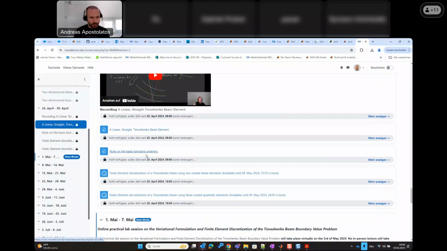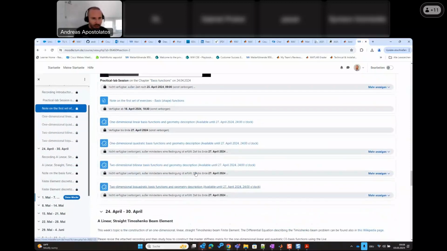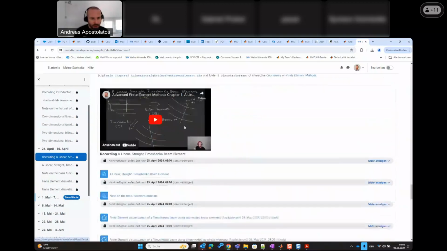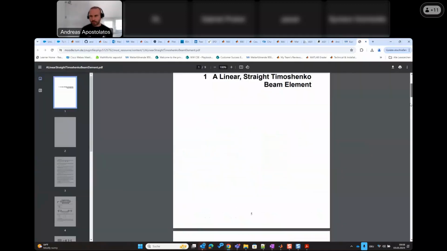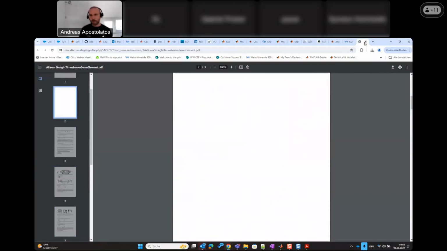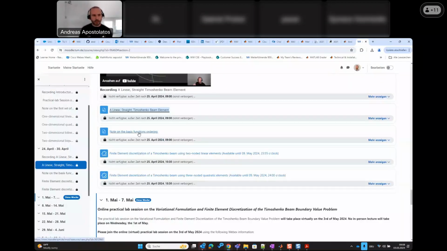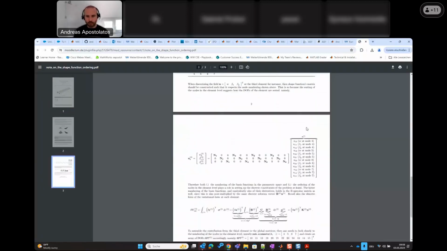This file here probably shouldn't be here. I just realized now, set of exercise basis functions. No, okay. So this has to do with the ordering of the basis functions. I'm going to talk real quick about it because it might be useful. Firstly, we have the lecture notes as well, if you want to see the equations in written form. The other thing that I provided here is called the note on the basis functions ordering.